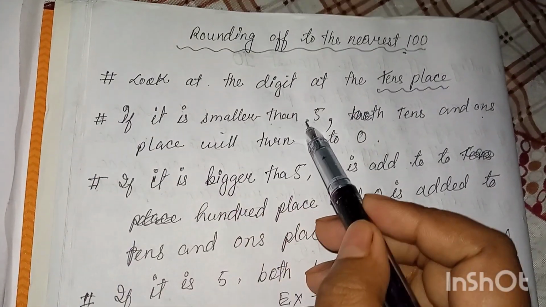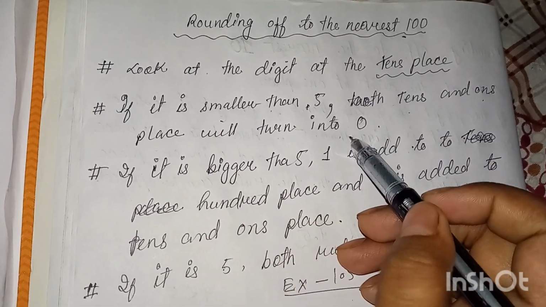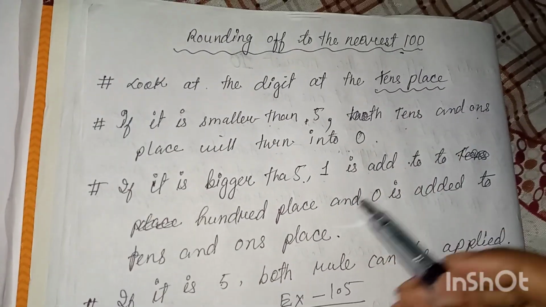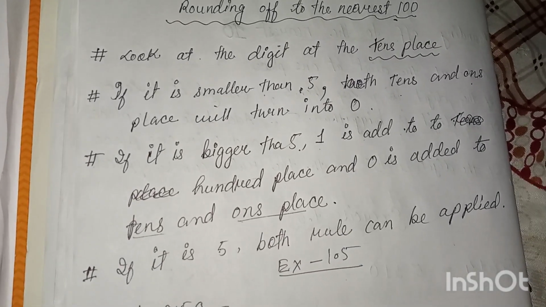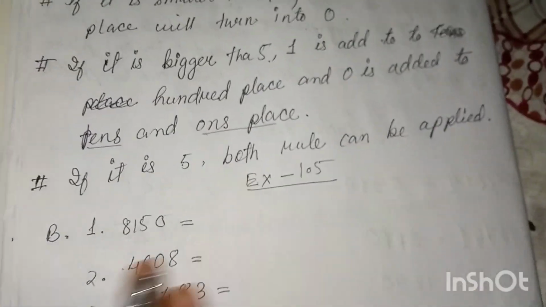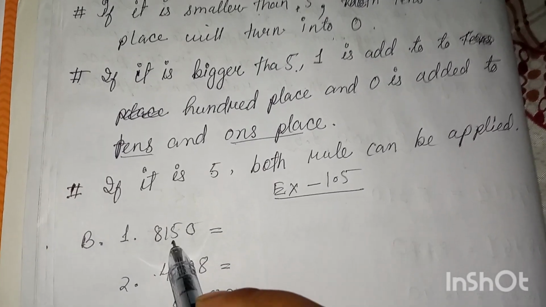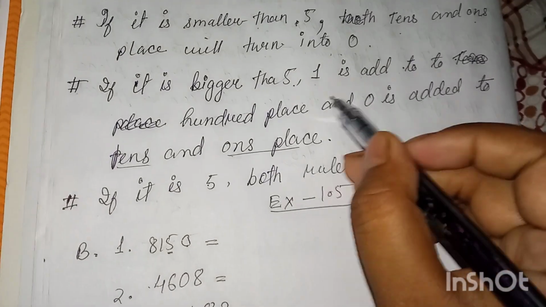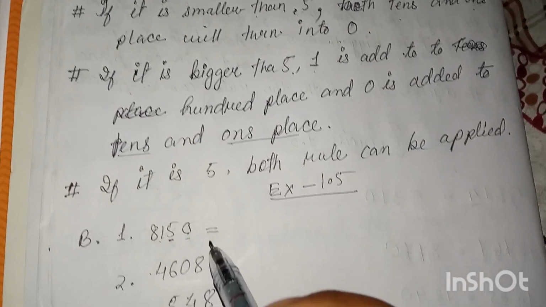If it is smaller than 5, same rule. The tens and ones place will be turned into 0. And if it is bigger, then 1 will be added to the 100 place and the rest of the 2 places, that is tens and ones, will become 0. If 5, then both rules can be applied. So let's see. First we have to look at the tens place. In the tens place we have 5. So it means we can add 1 to the 100 place and the rest of the 2 places will be 0.